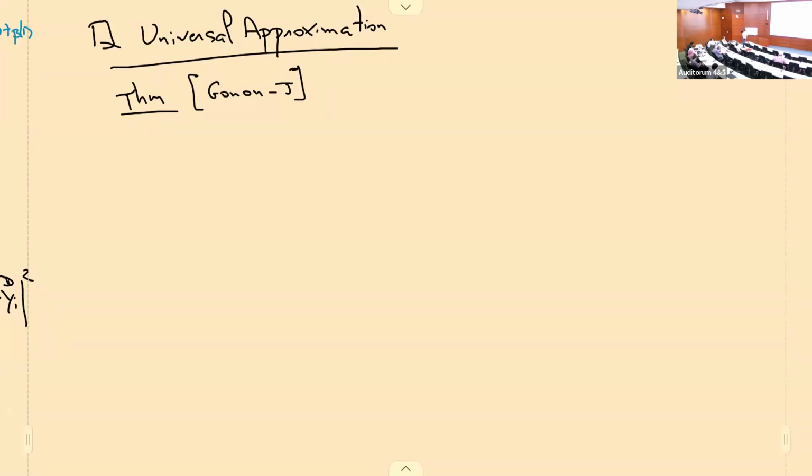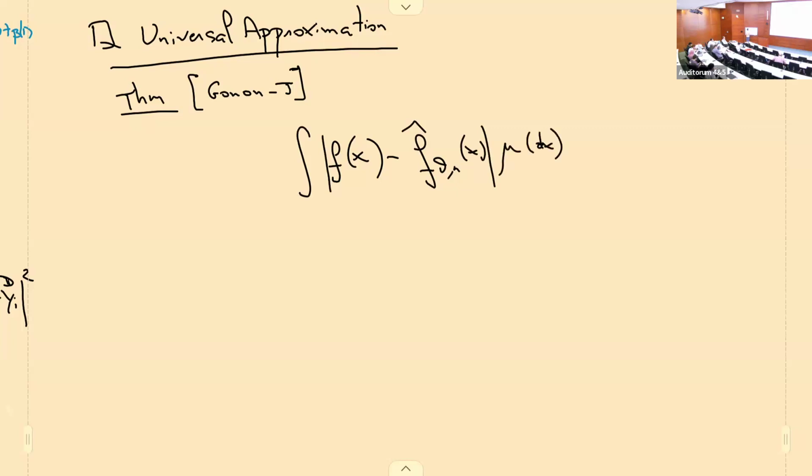So what it says is something like this. You have a target function f, and f hat theta n. I will explain this in a second. Mu dx, some L2 norm.